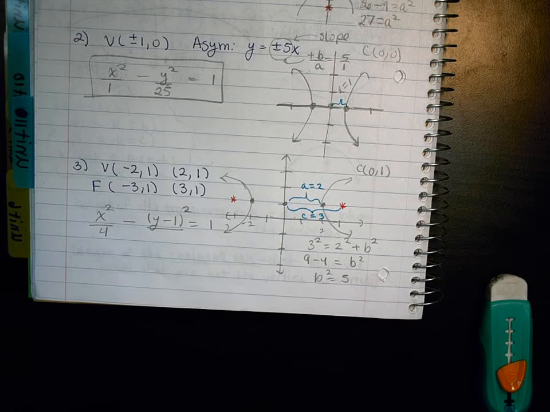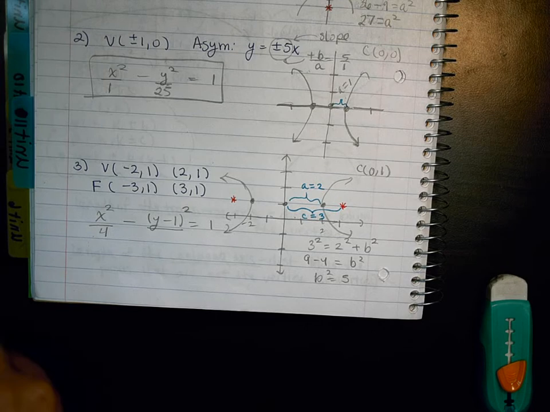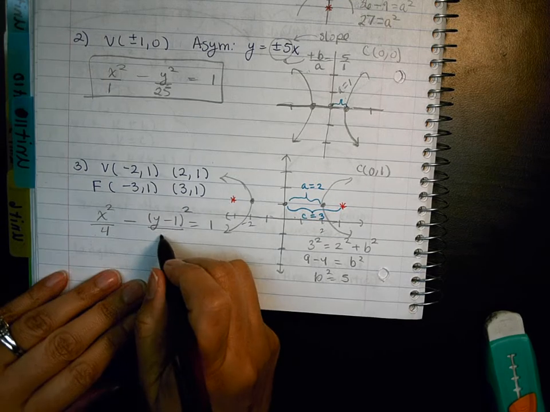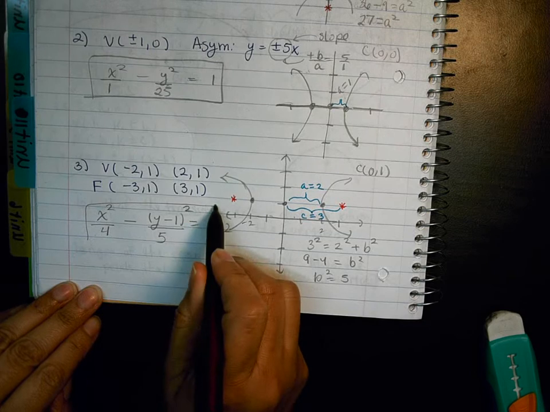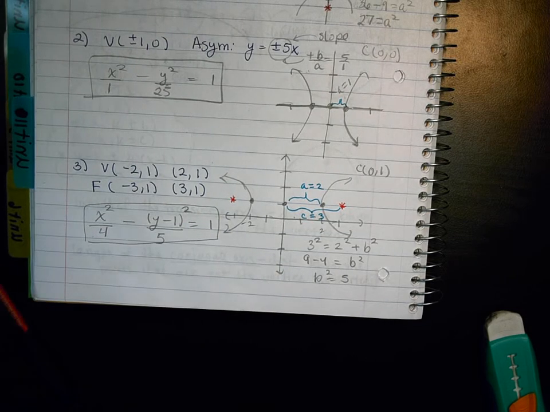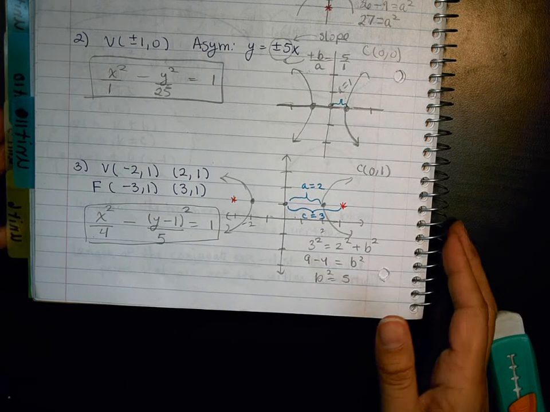Did you guys get B squared equals 5? Yes? All right. All right, we do have one more to get through. Any questions before I move on? Anybody need that up a little bit longer?